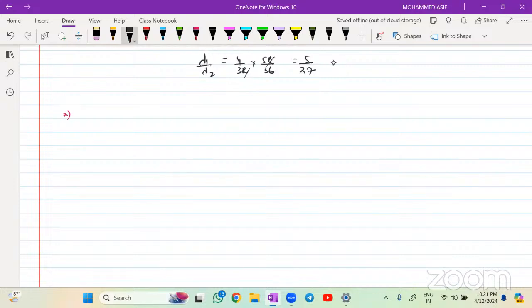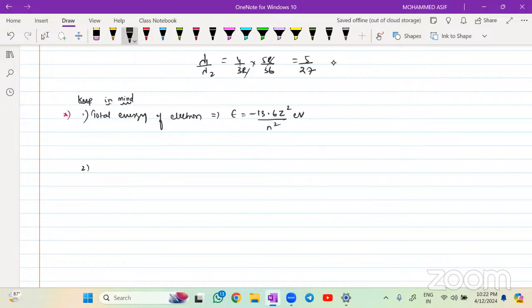Firstly, revise with this one. In modern physics, you should always know the total energy of the electron. Total energy of the electron is E equals minus 13.6 into Z square divided by n square. The unit is electron volt.